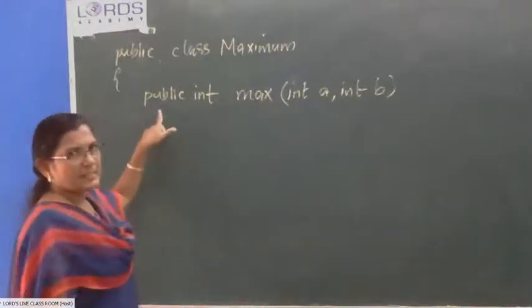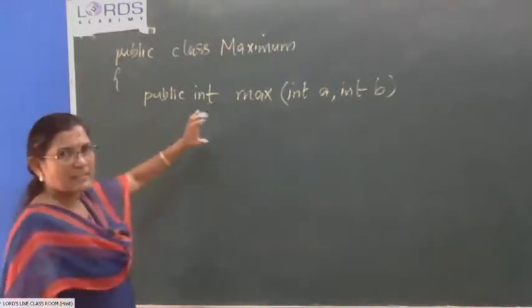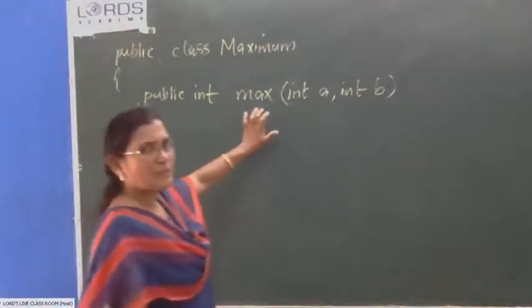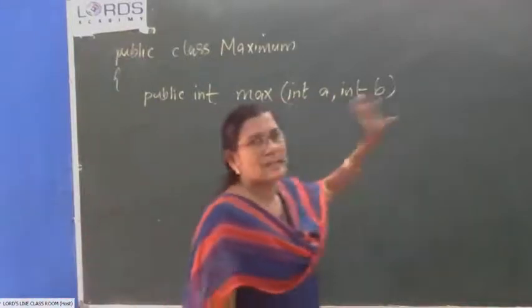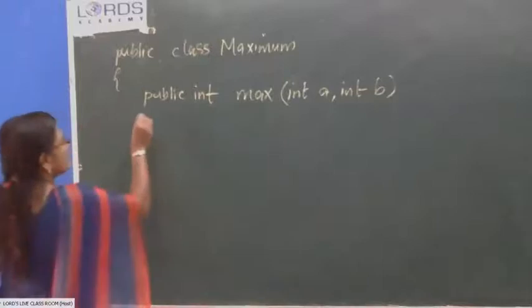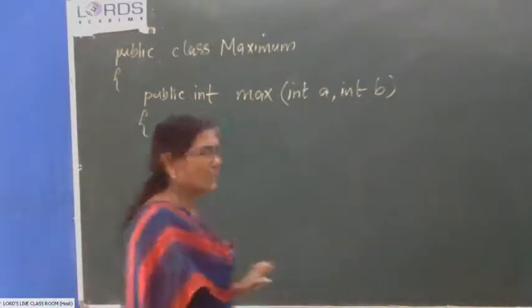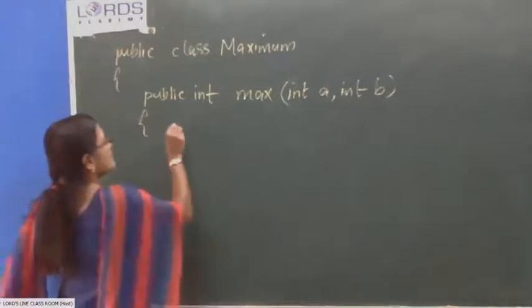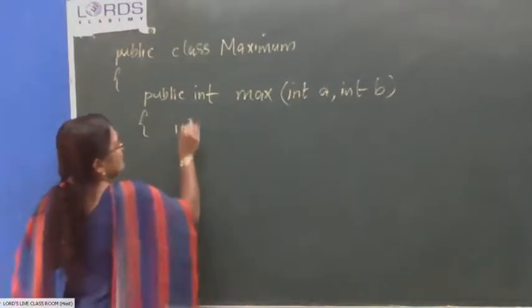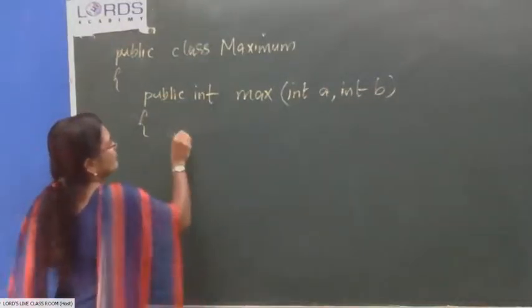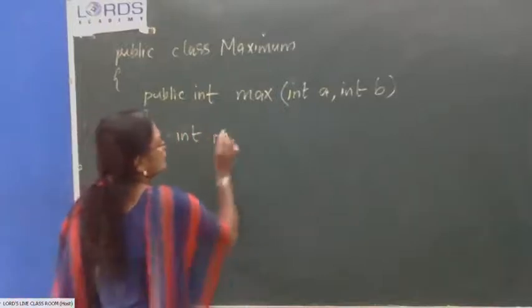Public int max. Accessibility of the method is public. It returns integer type data. Name of the method is max. Two formal arguments are there, a and b. Okay. So it accepts two integer values. Now how is the value returned? Say int m, to store the maximum.